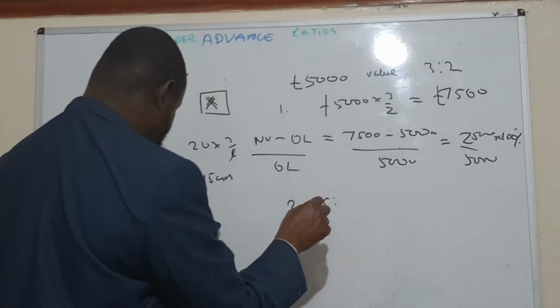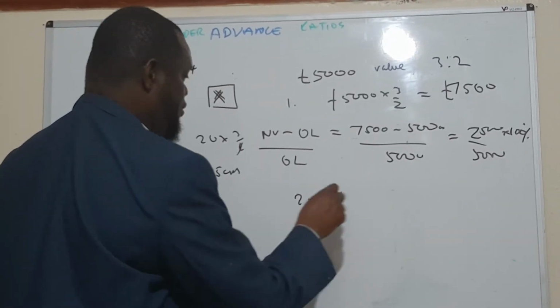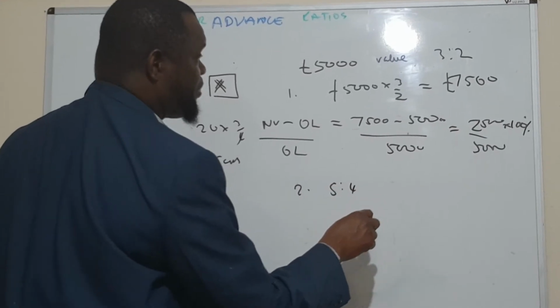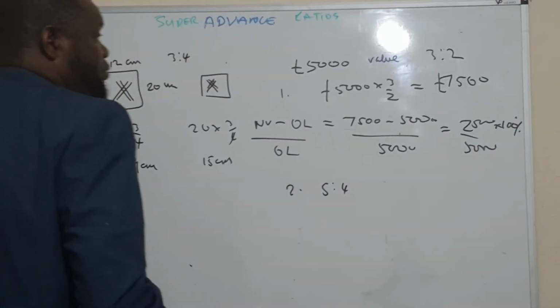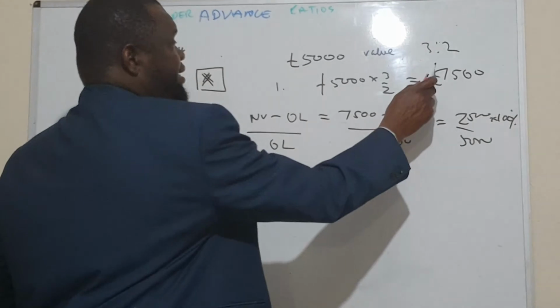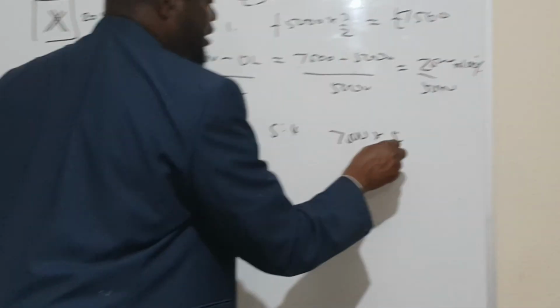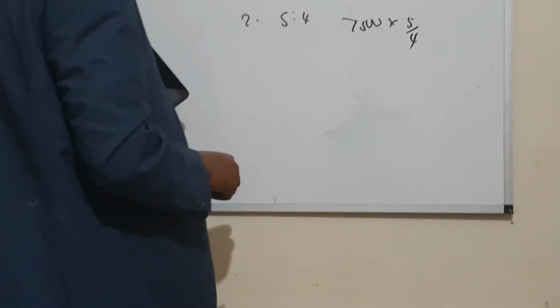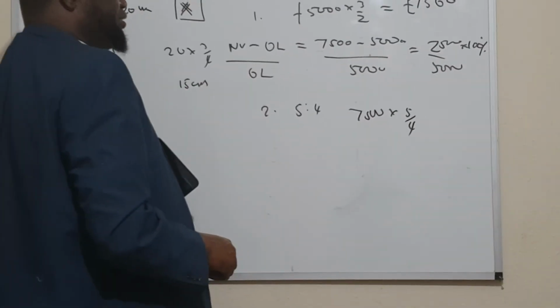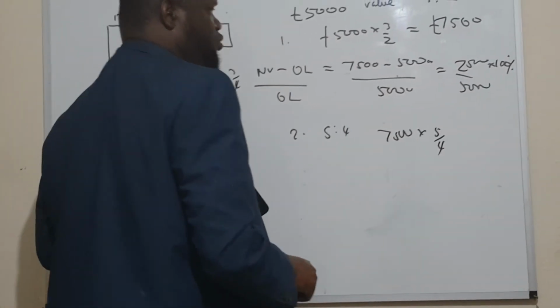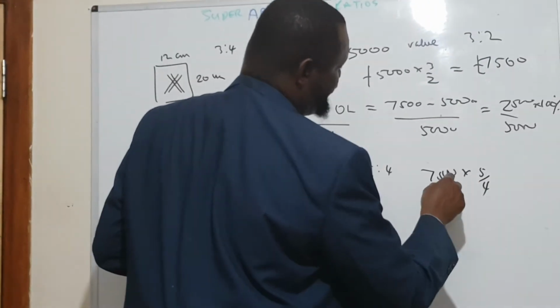In the second year, it increased in value by 5:4. So the same thing. What are you going to do? That increase is 7,500 times 5/4. Okay, that will be the increase in it. So, how do you do that?